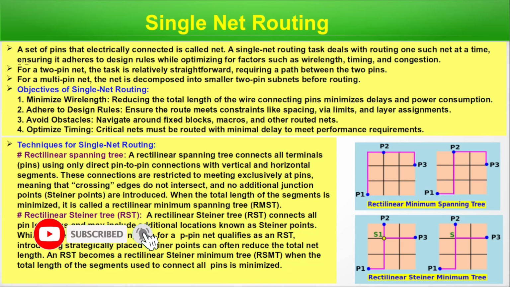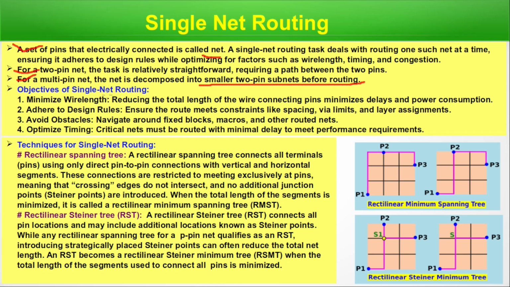Single net routing. A set of pins that are electrically connected is called a net. A single net routing task deals with routing one such net at a time, ensuring it adheres to design rules while optimizing for factors such as wire length, timing, and congestion. For a 2-pin net, the task is relatively straightforward, requiring a path between the 2 pins. For a multi-pin net, the net is decomposed into smaller 2-pin subnets before routing.